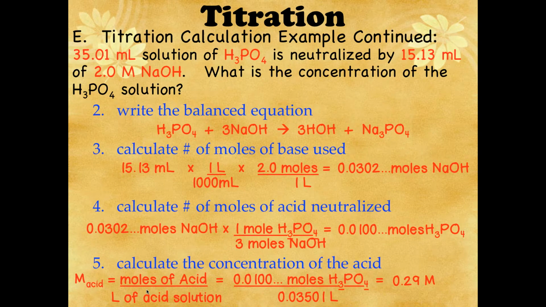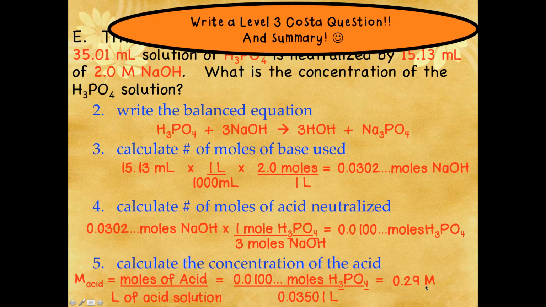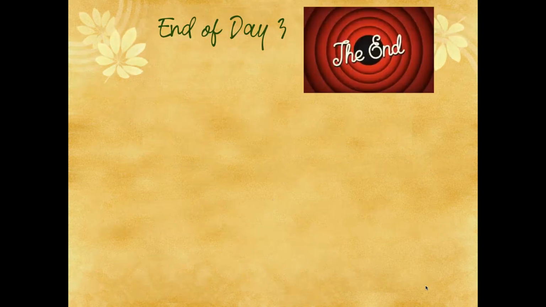There are also some unit practice problems if you want to see more examples like this, to try them and check your work. Or of course, you can look at stuff online if you want to. But the good news is it's the same steps every time. Start by getting your milliliters of acid and base, balanced equation, moles of whatever molarity you have, moles of the other thing using the ratio from the balanced equation, and then moles of whatever you're looking for and liters of whatever you're looking for to get your final concentration. And that's it. Go ahead and do a level 3 question and summary for today. And then that's the end of day 3.